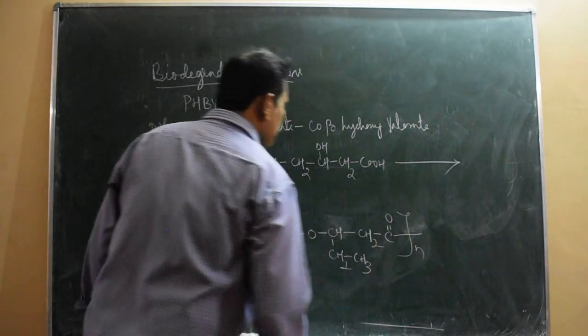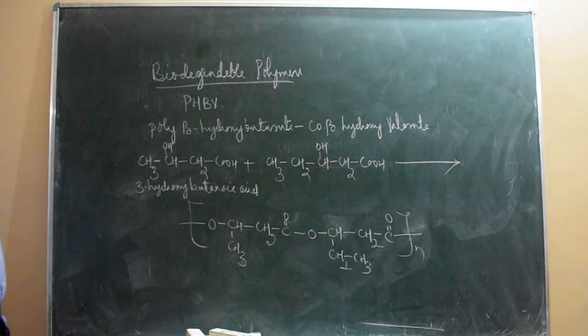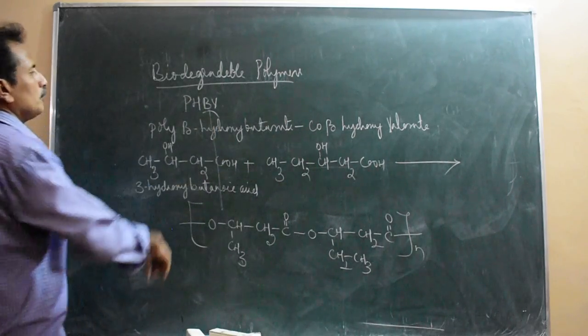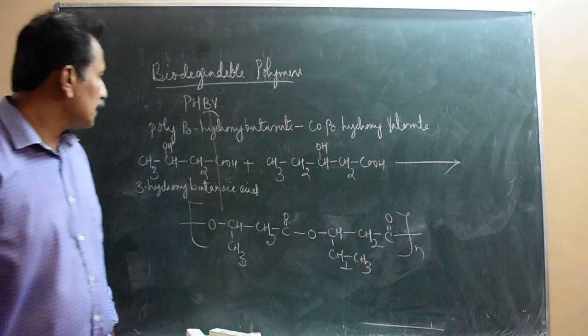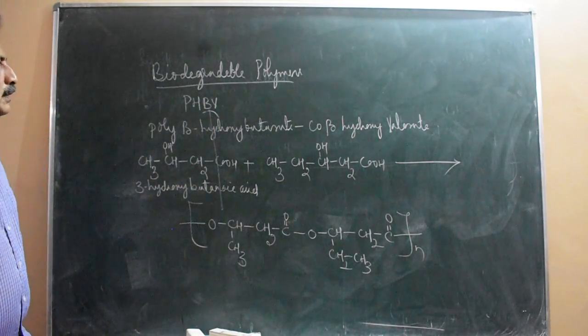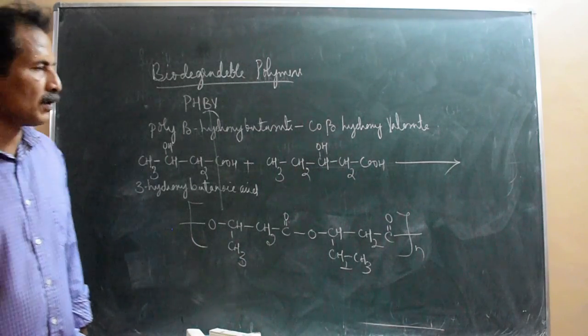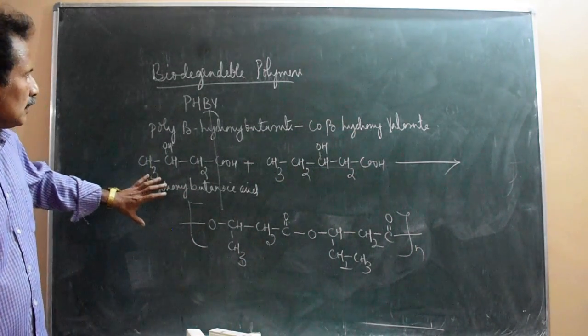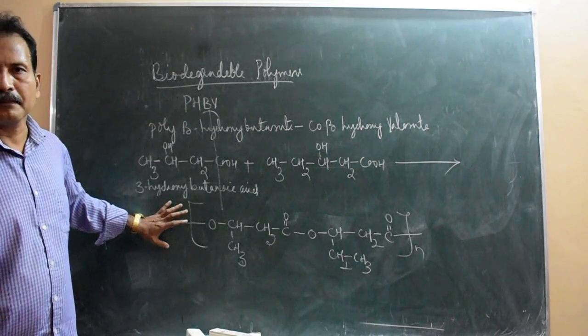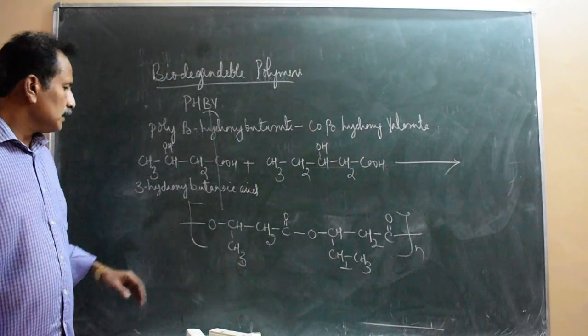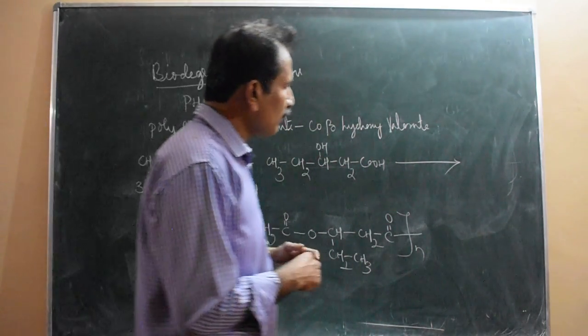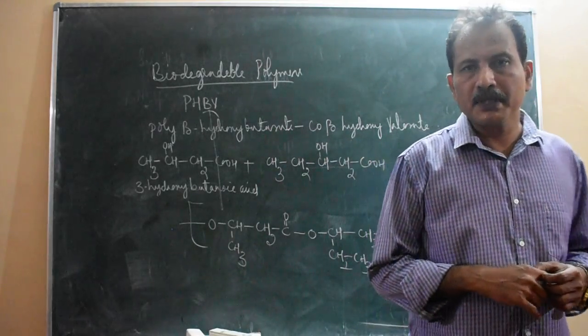N number of times, and that gives you PHBV, poly beta hydroxybutyrate dash co beta hydroxyvalerate. It is a biodegradable polymer. Okay, so we have almost completed the chapter.